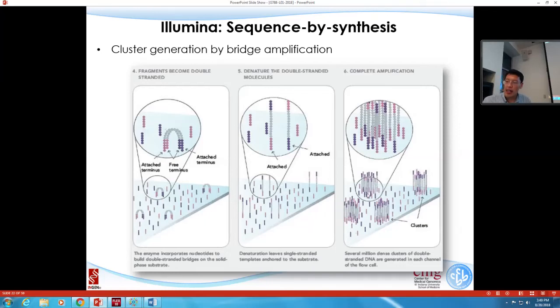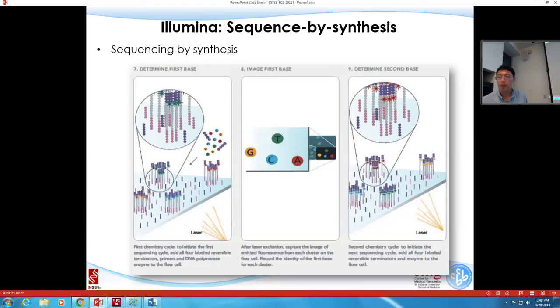So you can see there is a cluster, and a different cluster. They all become a forest. So now the amplification step is over, okay? So that's the first concept of Illumina sequencing, cluster generation by bridge amplification. Okay, that's the purpose of that, again, is making sure we have enough signals to do the sequencing.